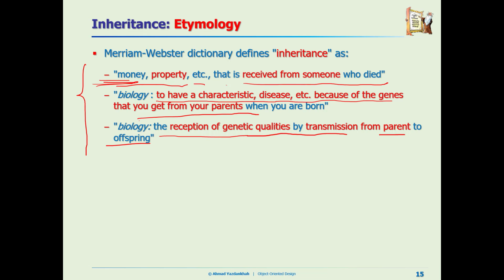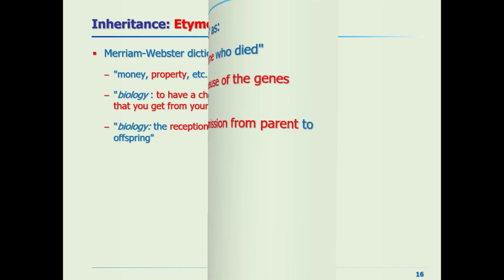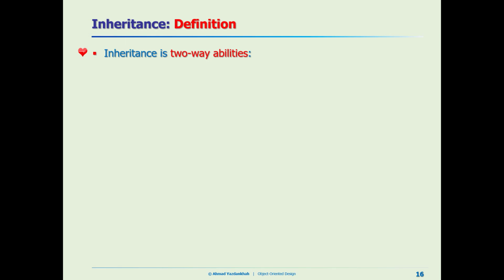We don't inherit money here in computer science, but the overall concept is the same thing. These are some properties that we get from the parent. All right, so now let's see how we can officially define inheritance in computer science. Inheritance in computer science gives us two abilities.